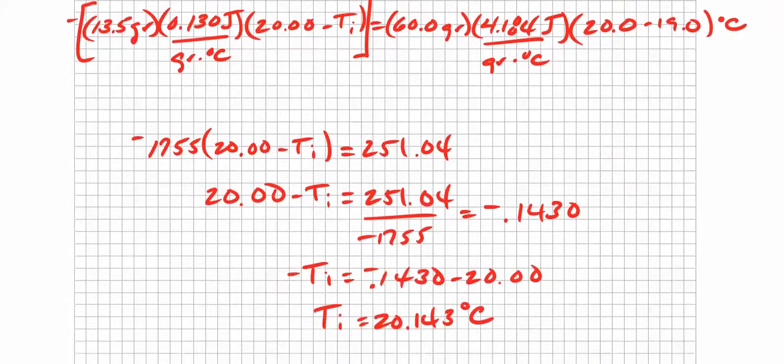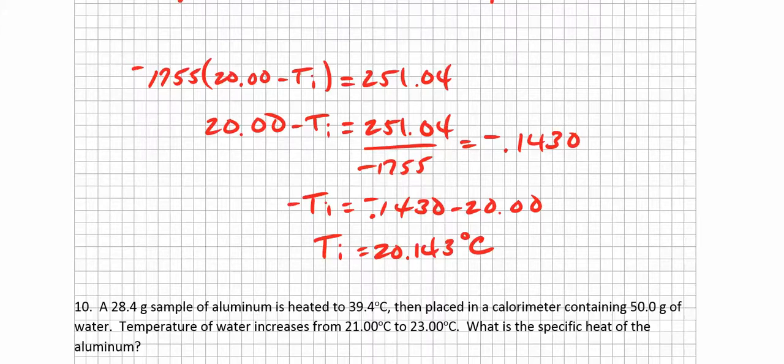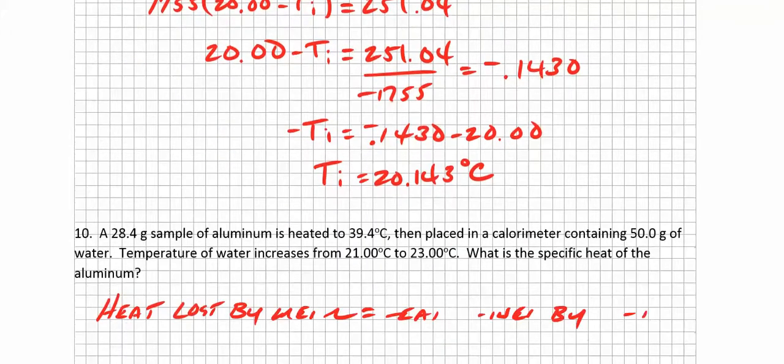So I'll do a little bit of algebra now, and we get minus 1755 times 20.00 minus Ti is equal to 251.04. I'll continue the algebra. I divide both sides by negative 1755, and I get negative 0.1430. So I'll bring the 20 to the other side as a negative 20, and I finally end up with an initial temperature of the metal of 20.143 degrees Celsius, and that'll do it for number 9. Let's go on to number 10. This is the last one.